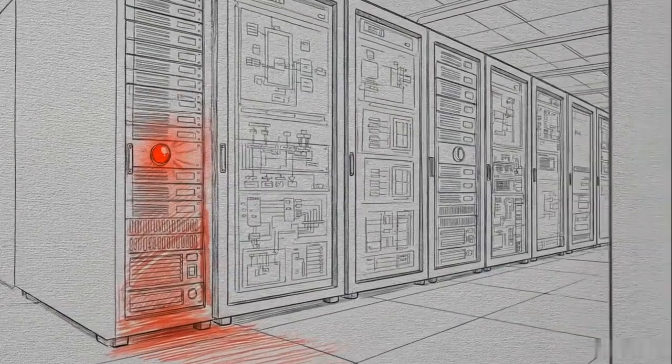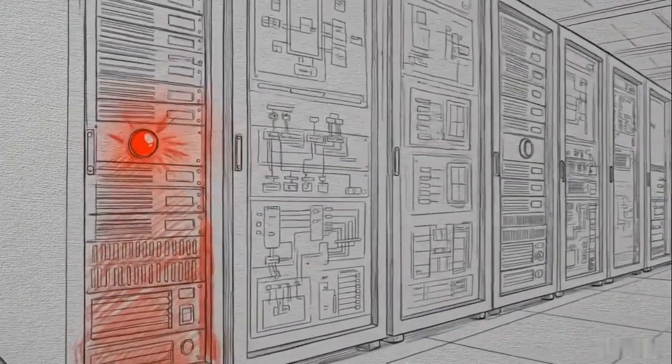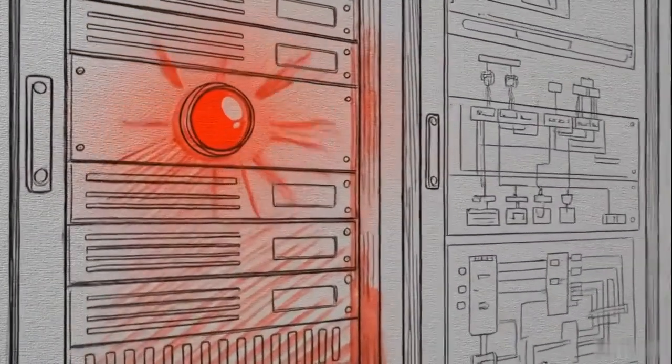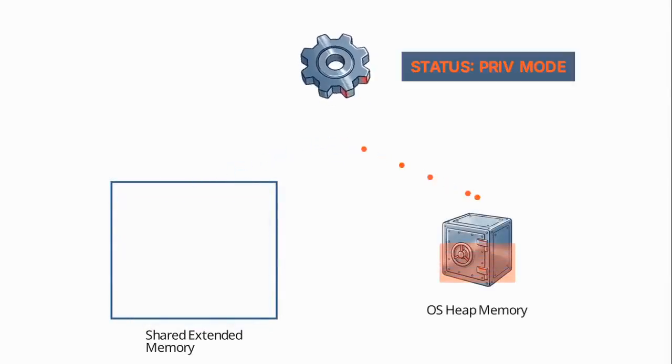In modern SAP NetWeaver architectures, sudden system hangs are frequently tied to a specific operational state, work processes entering private or PRIV mode. Priv mode occurs when a process exhausts shared memory and begins consuming isolated operating system memory.